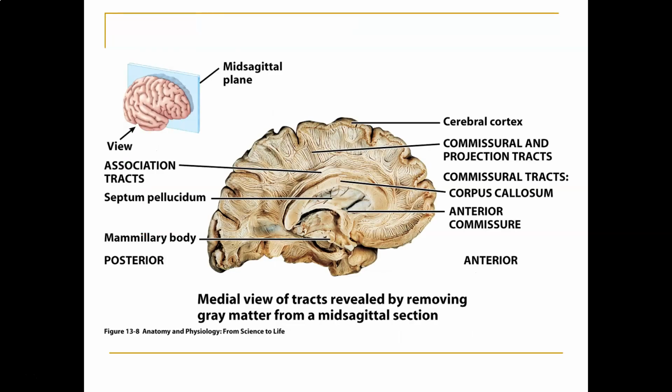This is a view that shows you the fiber tracts. You see these white lines? Those are fiber tracts revealed by dissolving away some of the gray matter. So you see they look like white lines. Each one of those would have thousands of axons in them.